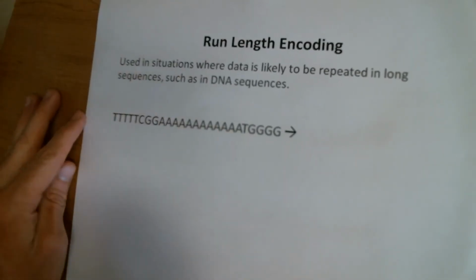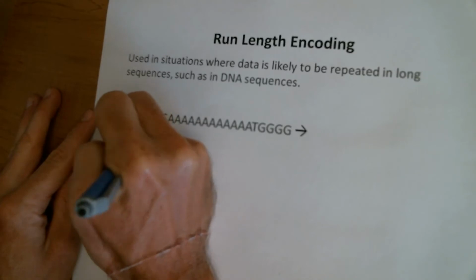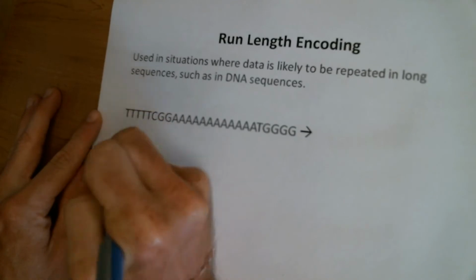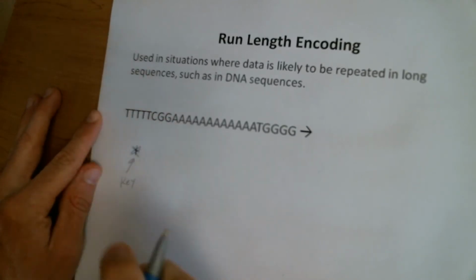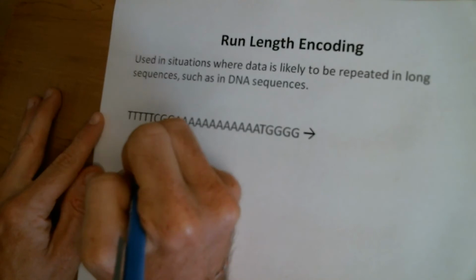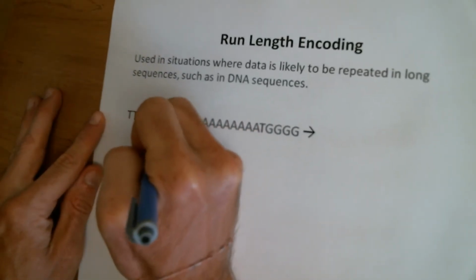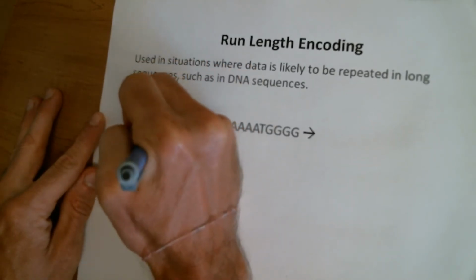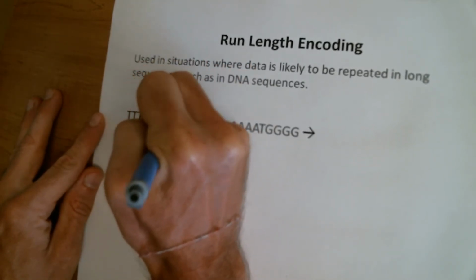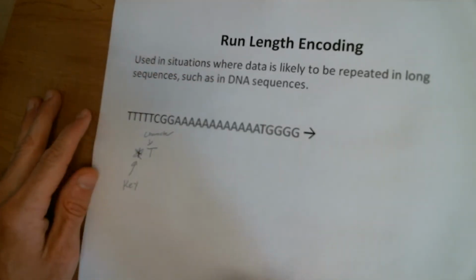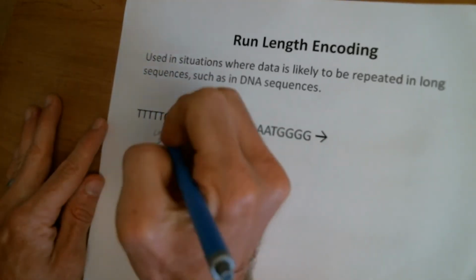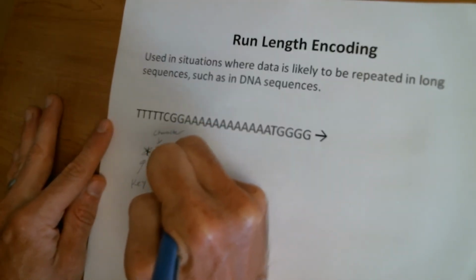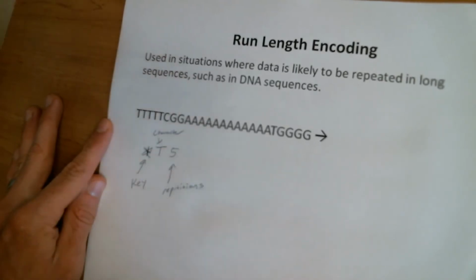You start with a key. The key is how you alert the system that we're about to do an encoding. So this is our key. After the key, you put the character that you're going to be repeating. In our case, it would be a T. This is our character. And that's followed by the number of times that character repeats. So if I've got a 5 here, this is saying that there are 5 repetitions of the letter T.